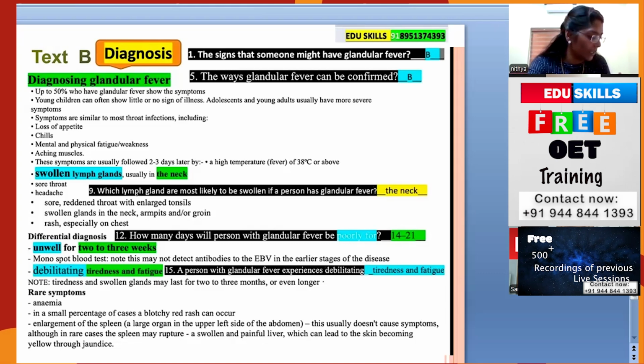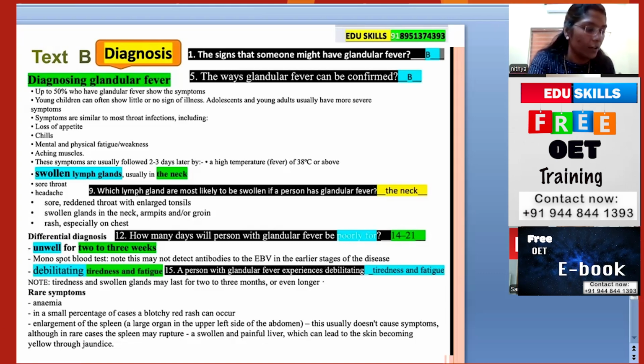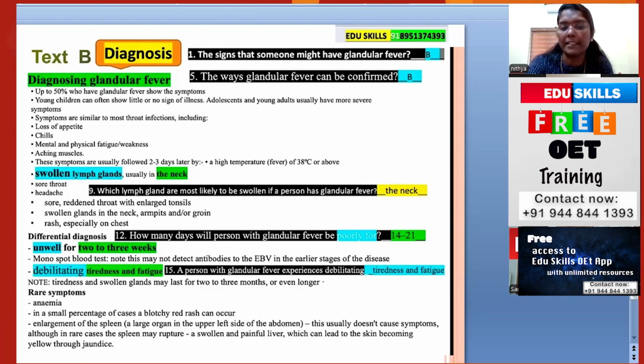Then what is the next question under B, the 15th one? Am I right? Yes, sister. The 15th one: a person with glandular fever experiences debilitating, where is it? The word debilitating is the same word we can see in text B: debilitating tiredness and fatigue. Check the spelling of your answer.